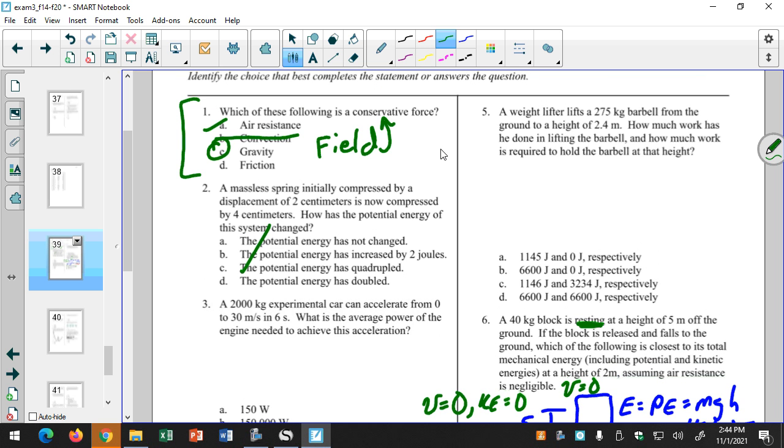Do y'all have this 2014 exam in your workbook? You have it like, you print it or you have it on your iPad or whatever.